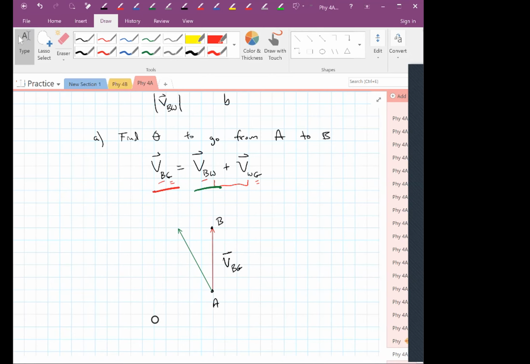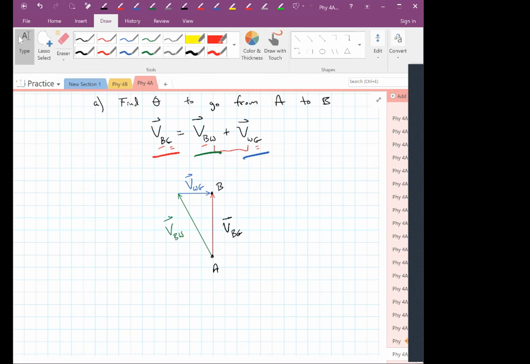and the water is going to be doing, use blue for water, that. So this is the velocity of the water with respect to the ground. This is the velocity of the boat with respect to the water. And there's our triangle. This one's pretty straightforward because it's a right triangle, right? I made it easy. Don't worry, part B is coming.